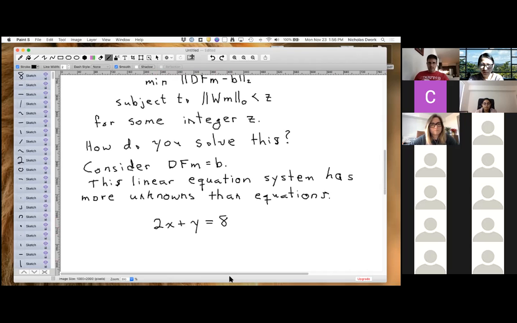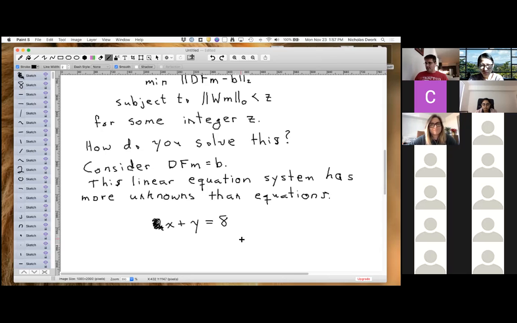Anybody? What if I took out the 2? What if it was just x plus y equals 8? Well, if y is 1, then x could be 7, and that's a solution. And if y is 2, x can be 6. And if y is 3, x can be 5. And if y is 4, then x can be 4. And if y is 4.5, then x can be 3.5.